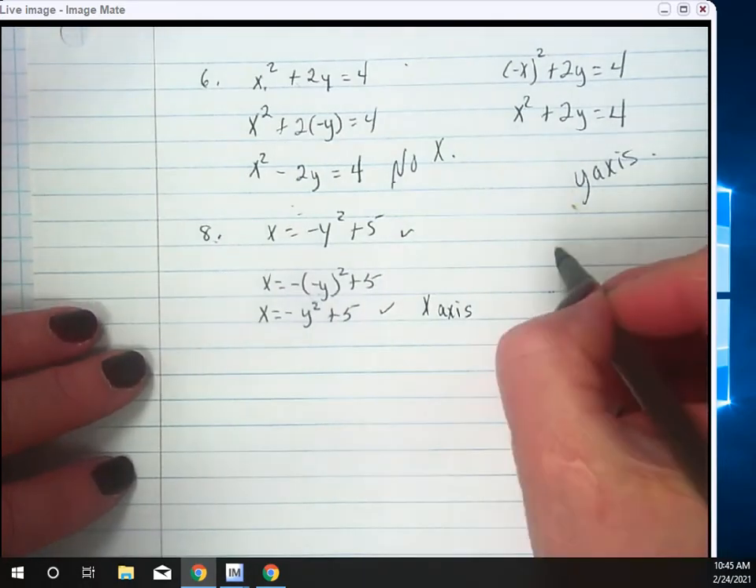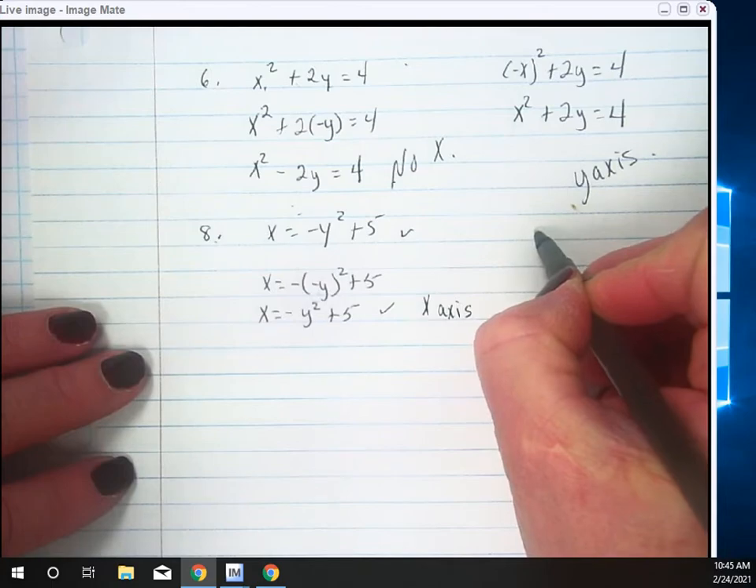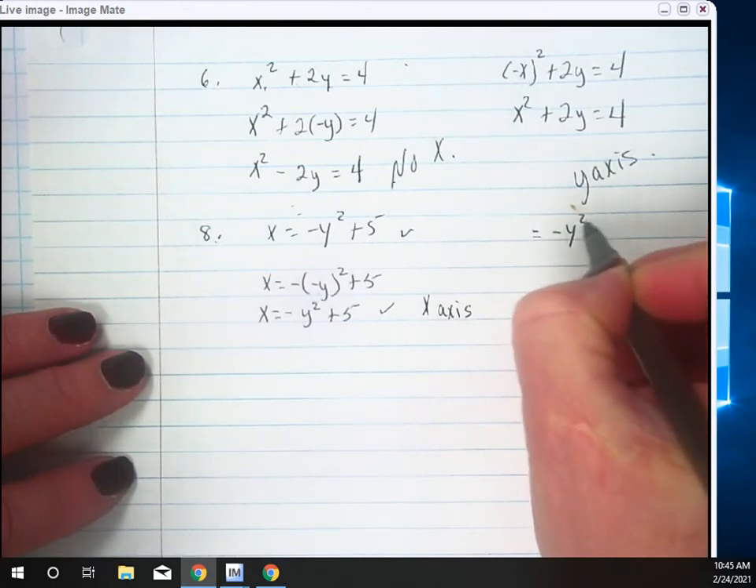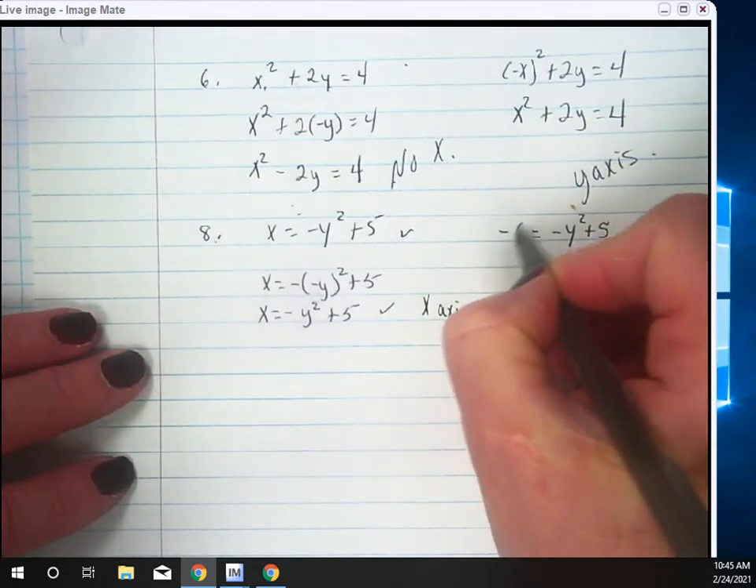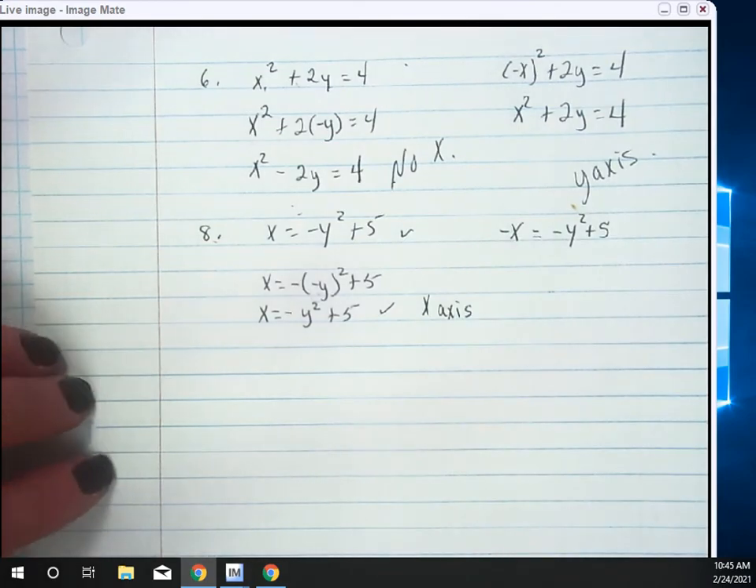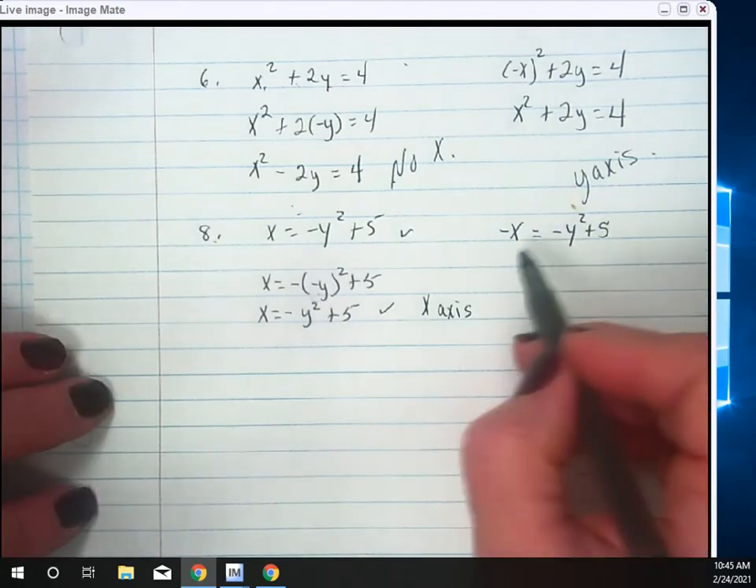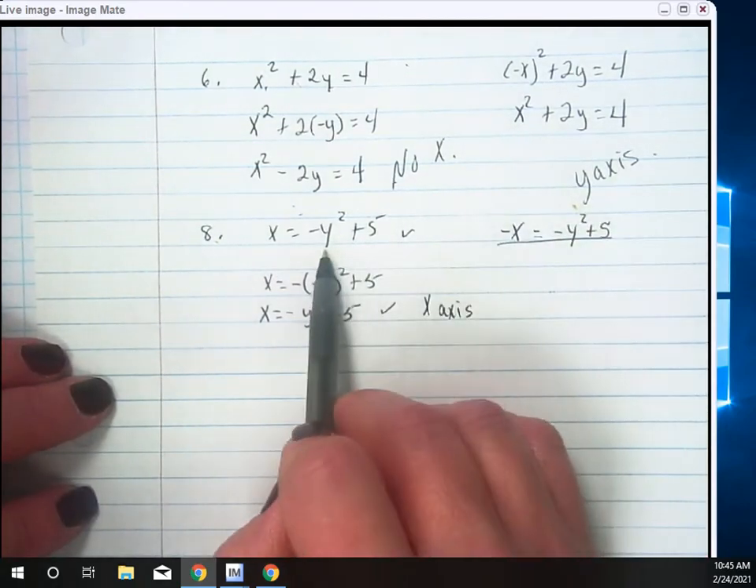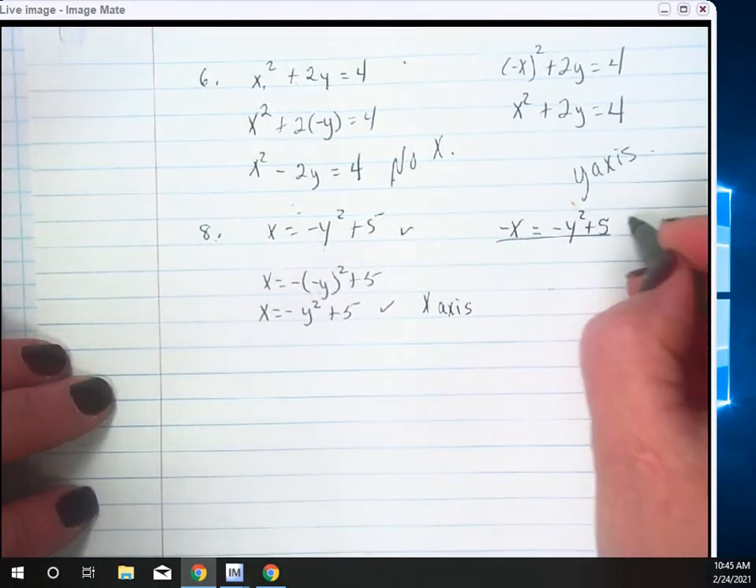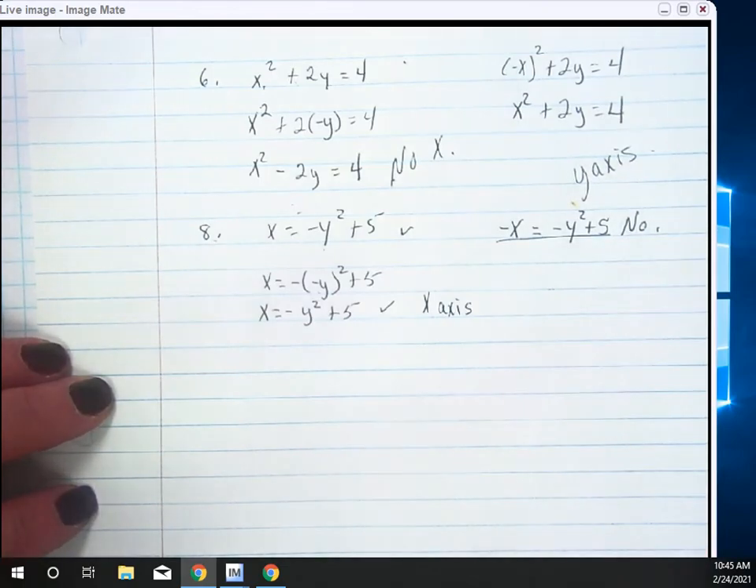I'm going to test for the y-axis. What do I replace if I am testing for y symmetry? The x with the negative x. I can't simplify it any further than that. Is this equation exactly like I started with? No. So this does not have symmetry with respect to the y-axis.